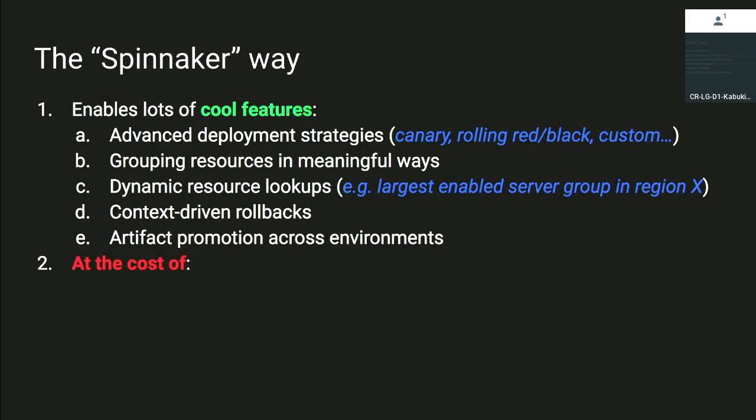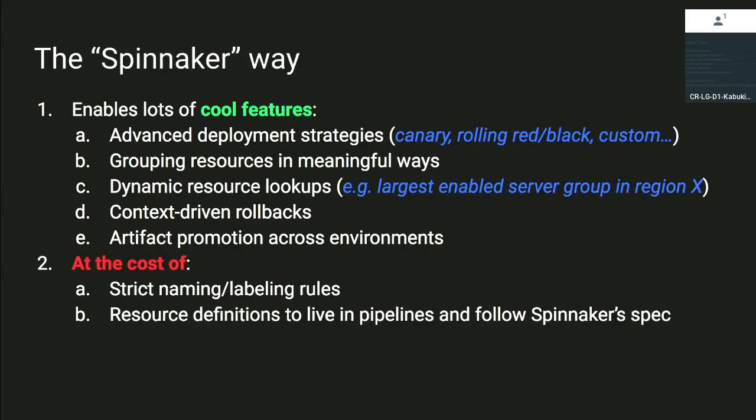But to get all these features, there are a couple of things you have to accept when you implement it like this. So one, Spinnaker has strict naming and labeling rules. The naming comes from Frigga, which is a library implemented at Netflix during the Asgard time to allow you to derive these resource relationships.